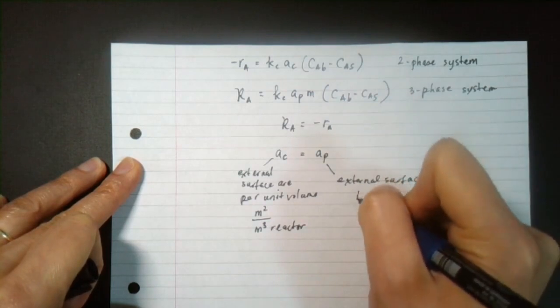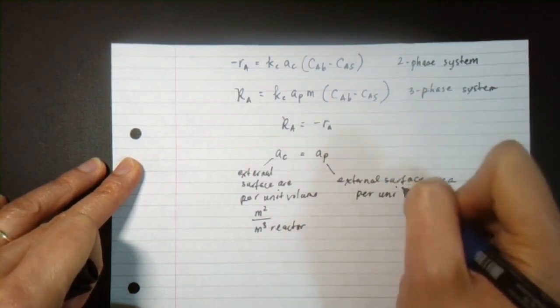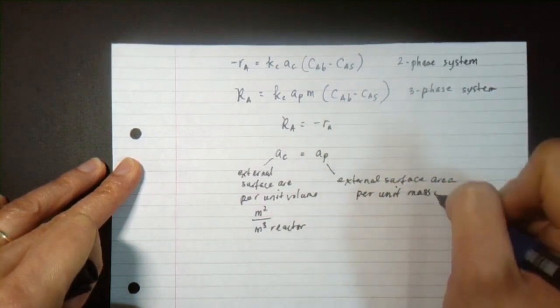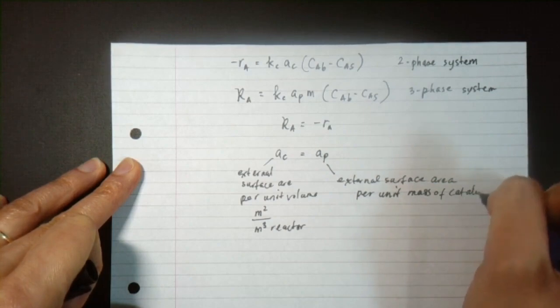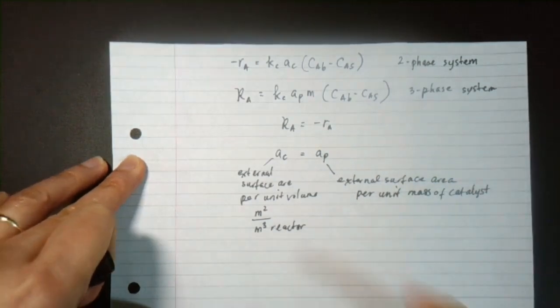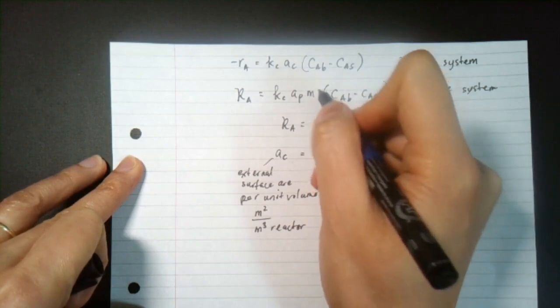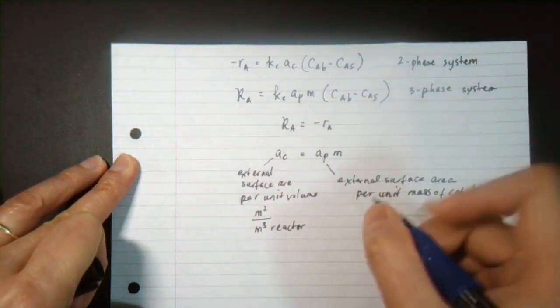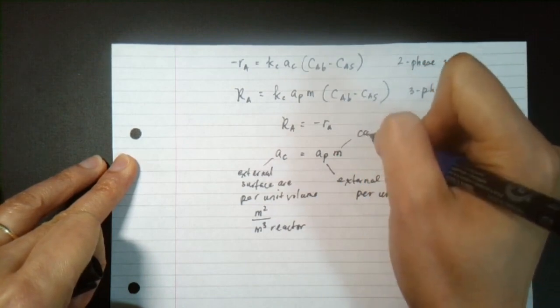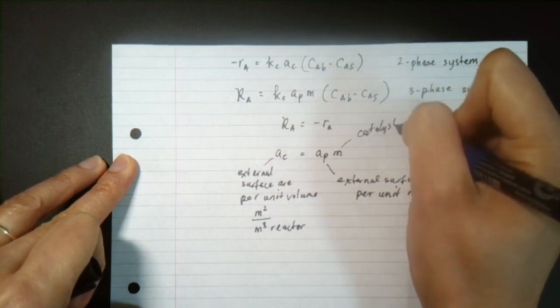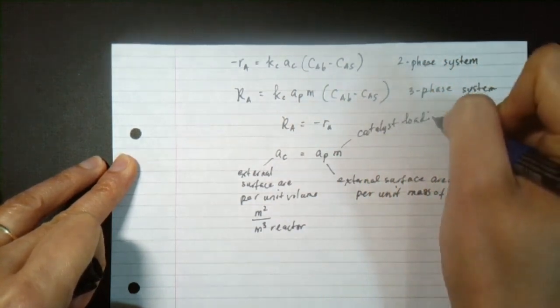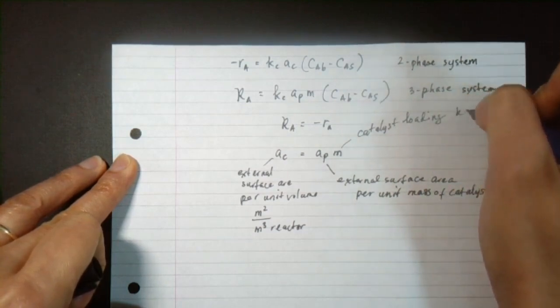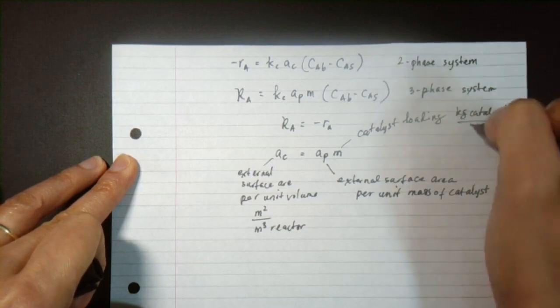Okay, but this time it's per unit mass of catalyst. We're doing that because we are interested in M. So M is a design parameter, and this is called catalyst loading. This is kilogram of catalyst per unit volume of slurry.